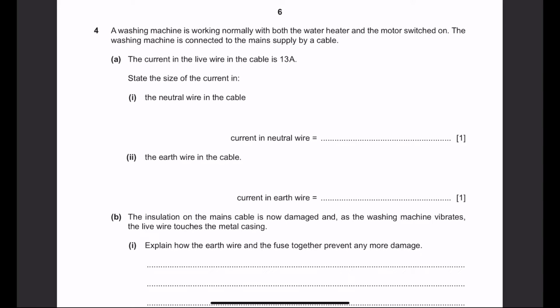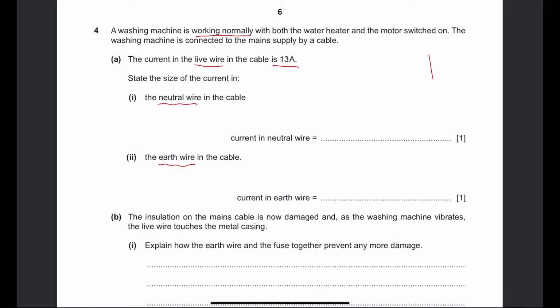All right, continuing with question number 4. We have a washing machine which is working normally. Now, this is an important point to note. When it's working normally, both the heater and the motor are switched on, and it's connected to a mains supply by a cable. In the live wire, the current is 13 amperes. What's the current in the neutral wire, and what is the current in the earth wire?